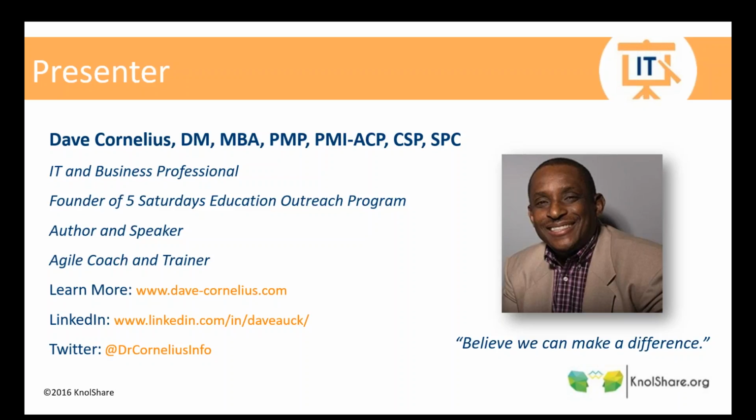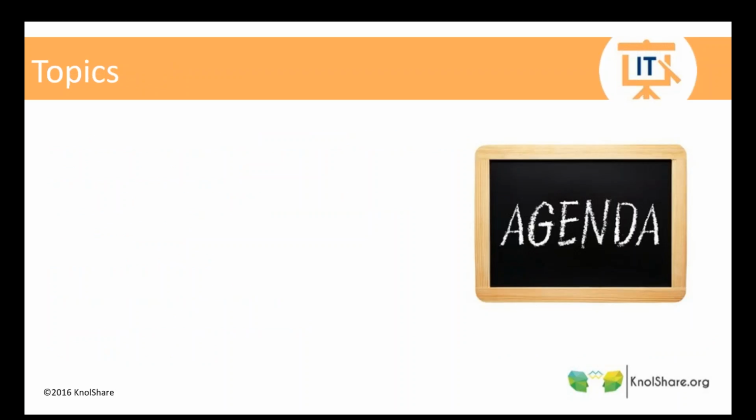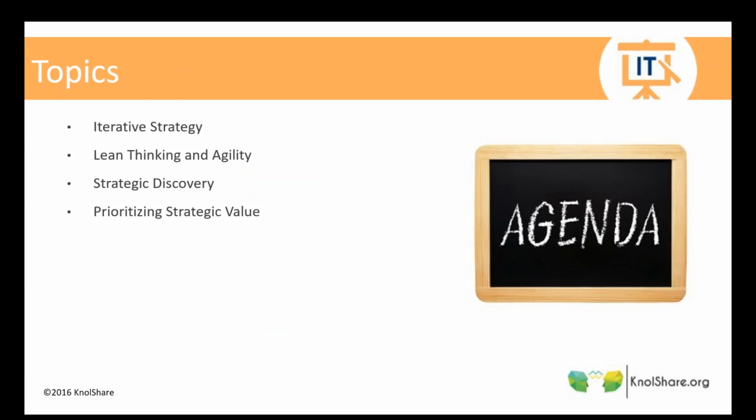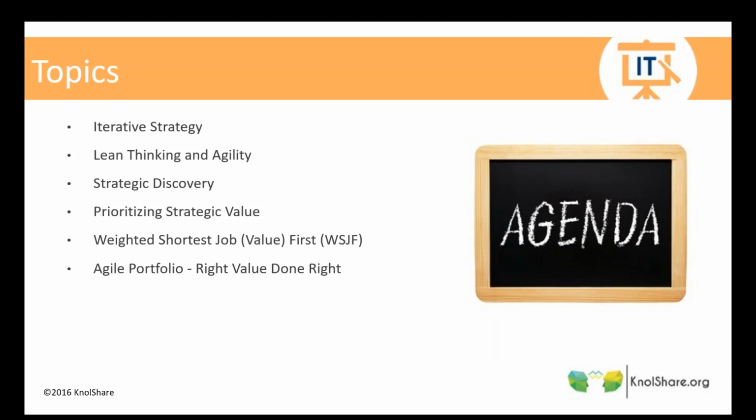Our discussion will explore the weighted shortest job first, WSJF, which we call WIIFM, as a technique to select the right opportunity with the highest priority. So we're going to have a lot of wonderful topics today, and those topics will include things like iterative strategy, lean thinking and agility, strategic discovery, prioritizing strategic value. We'll talk about WIIFM, look at Agile Portfolio to see that we're doing the right value done right, measuring the promise, and understand that culture does matter.